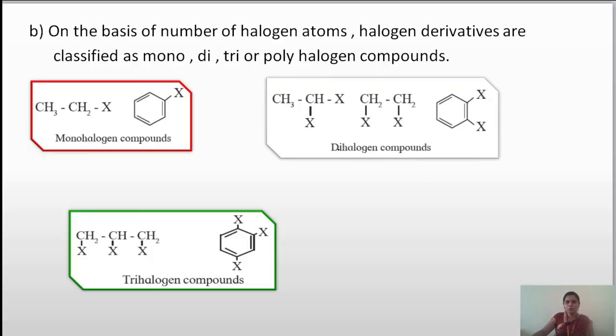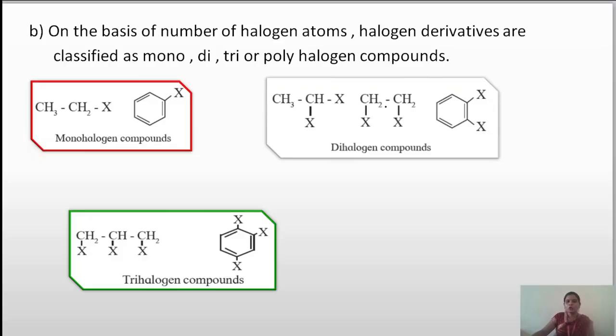Di means two, and when we replace two hydrogen atoms of any hydrocarbon by the same number, that is two halogen atoms, then we will get the structure of the dihalogen compound. Here I take the example CH3CHX2. Here I replace two hydrogen atoms of ethane by two halogen atoms. Then I will get this type of structure.